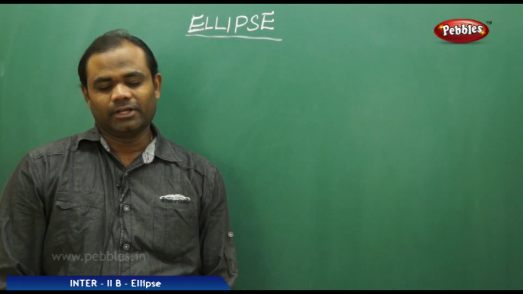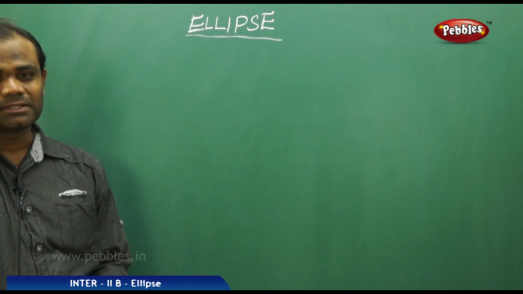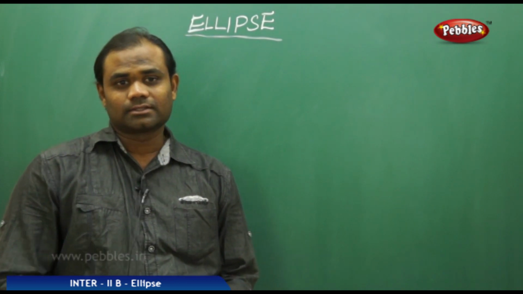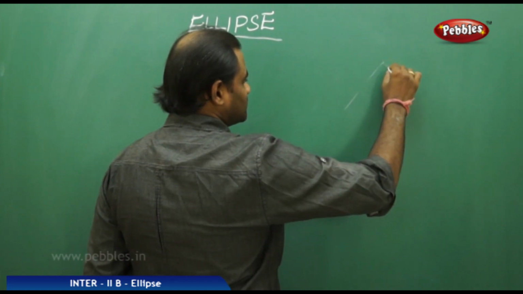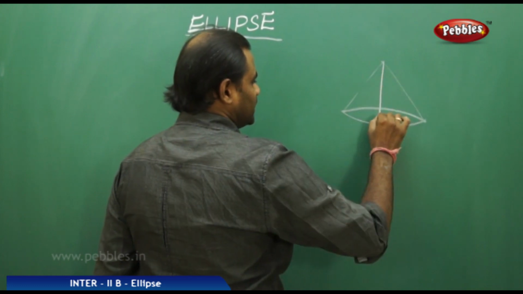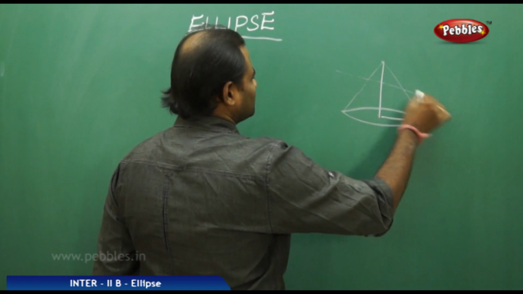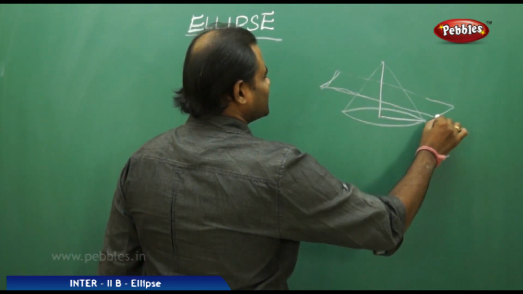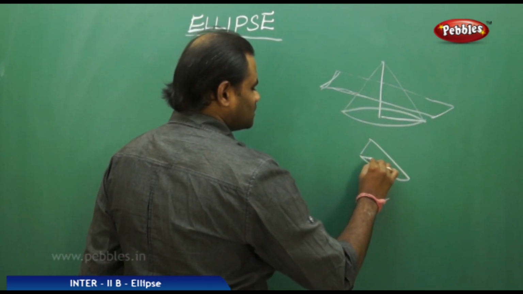Ellipse. The next conic which we're going to discuss here is the ellipse. As we have seen, an ellipse is the conic section of a cone when cut other than at 90 degrees. As we have seen in the previous case, a cone which has a height and a radius is cut slantingly, or sliced slantingly, and we get an ellipse.